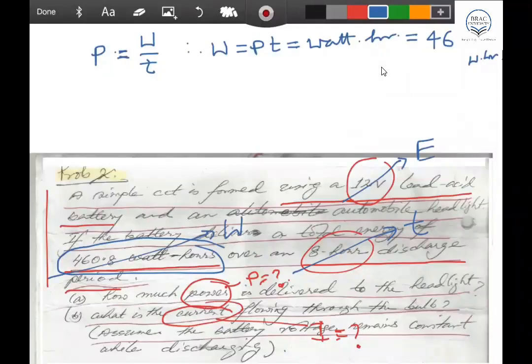Now W equal to PT. This is giving you the P. P equal to W by T, right? So W is what?